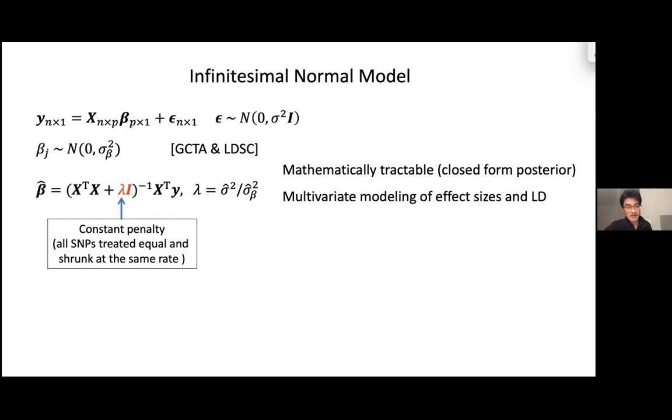So with this being said, there are also limitations of this prior. As you can see here, the shrinkage parameter is a constant, meaning that under this infinitesimal normal prior, all the SNPs are treated equally, and they are shrunk towards zero at the same constant rate. This is suboptimal because ideally, we want to impose very strong shrinkage on small and noisy non-causal signals, but at the same time, we don't want to over-shrink large and real signals. So what we really want is a shrinkage scheme that is adaptive to different SNPs and different GWAS signals. But this cannot be achieved by this infinitesimal normal prior because the penalty parameter here is a constant, which is not SNP specific.